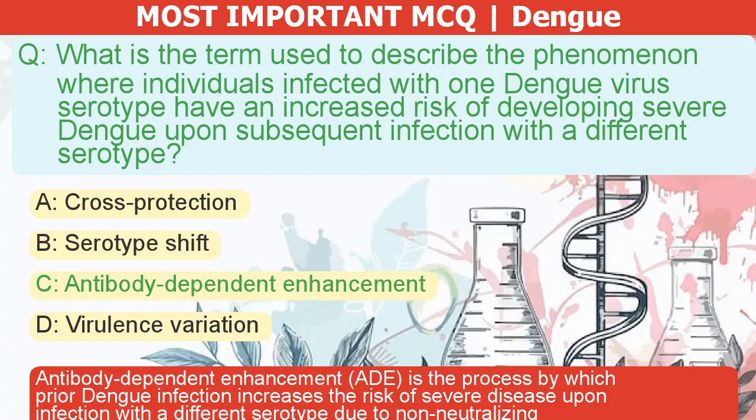The correct answer is C. Antibody-dependent enhancement, ADE, is the process by which prior dengue infection increases the risk of severe disease upon infection with a different serotype due to non-neutralizing antibodies.